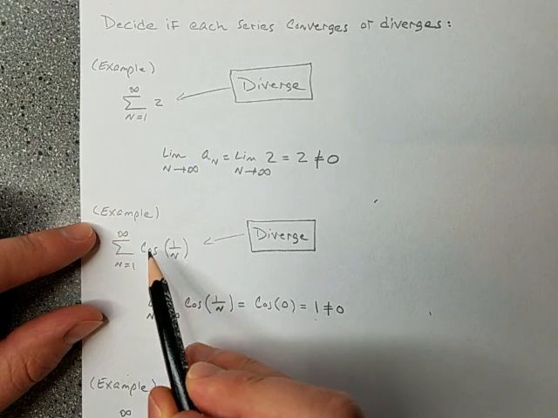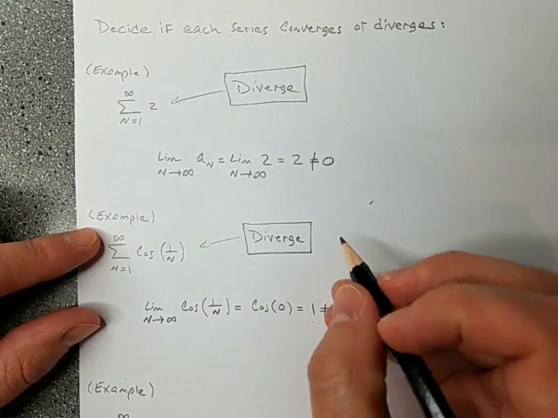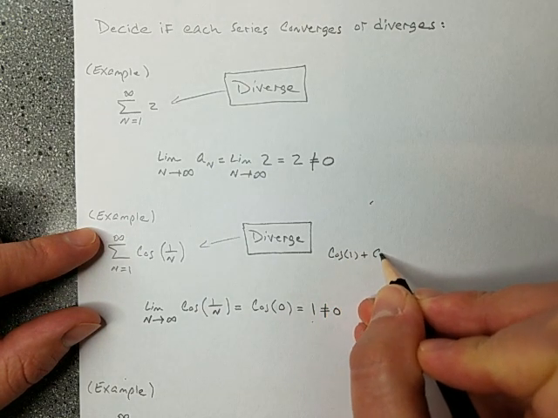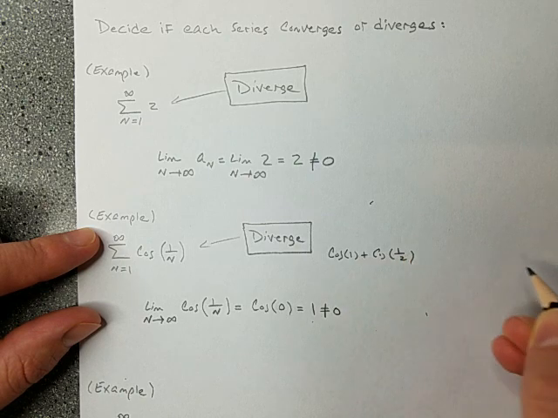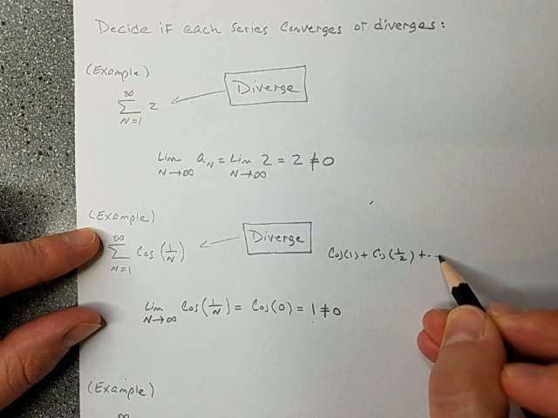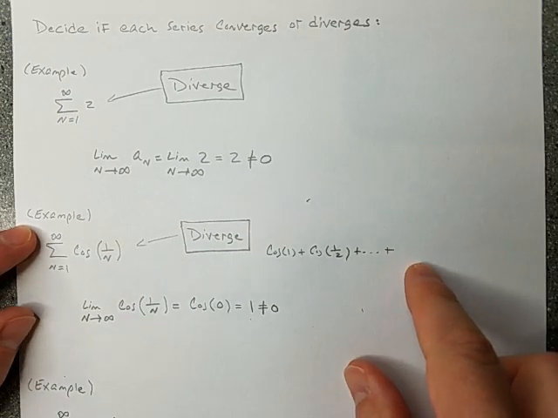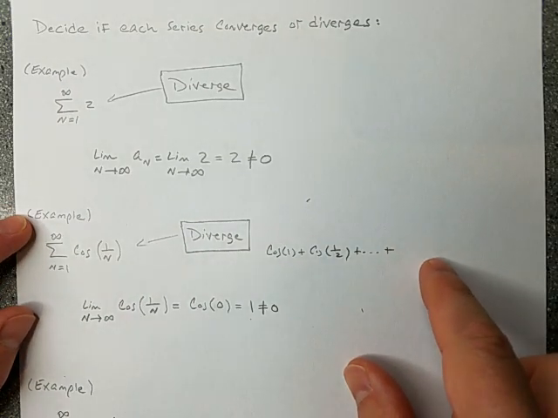That means in this series, you'll get some pretty weird numbers at first. Cosine of 1 plus cosine of a half. But what happens if you keep going? Like, say you go way down there. Say that the n gets real big. What kind of number are you going to be looking at?